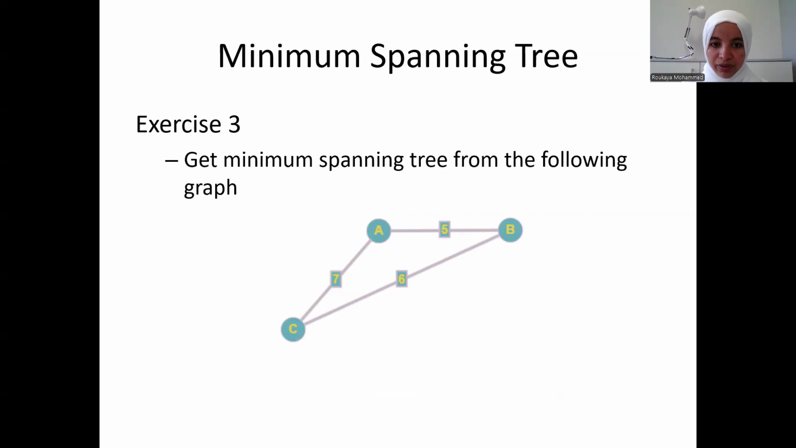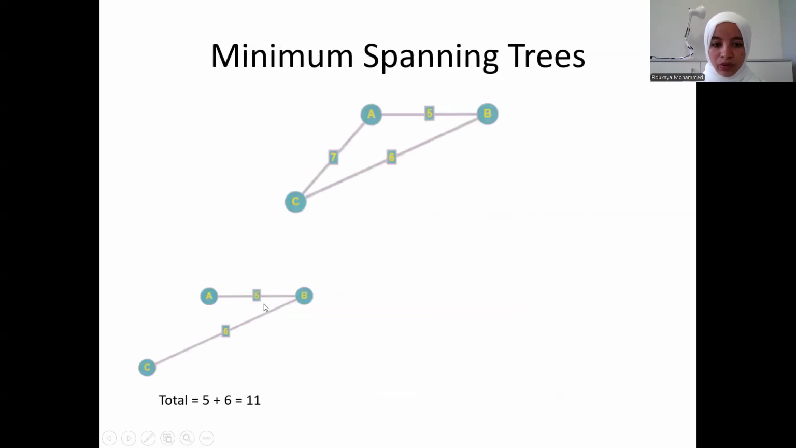We have this graph. Can we get the minimum spanning tree of the following graph? At first, let's get all the spanning trees, calculate the total weight of each one, and then we can easily determine the minimum. Okay. For this graph, we can have A to B and then A to C, here with a total weight of 5 plus 6, and that's 11.